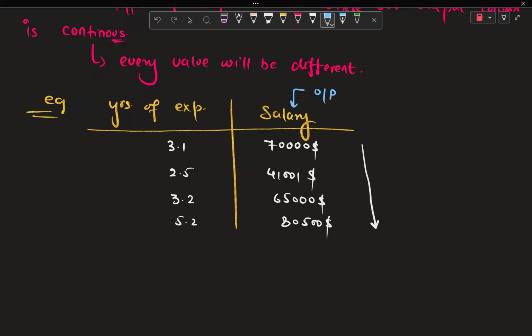House price in a city, every house price will be different. Correct? The house you are staying in and the one I am staying in, every house has a different price. That again is one example of continuous data. Understood, guys? What is a continuous column?